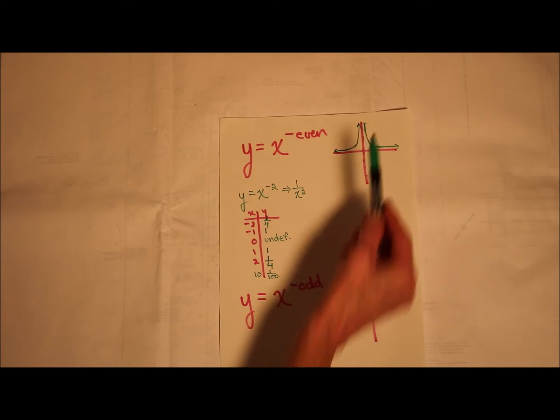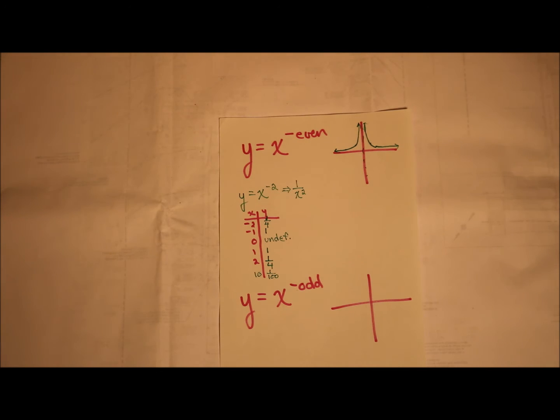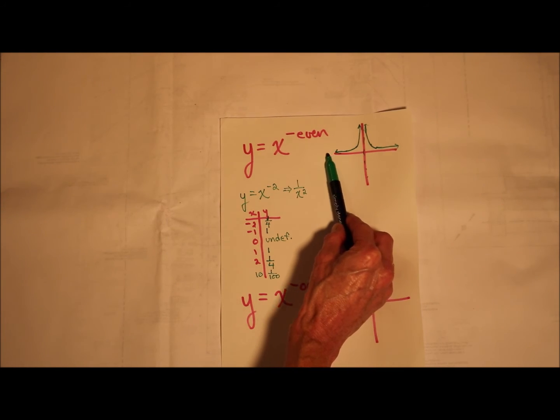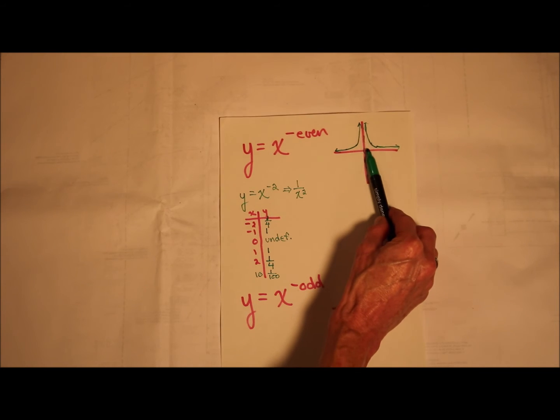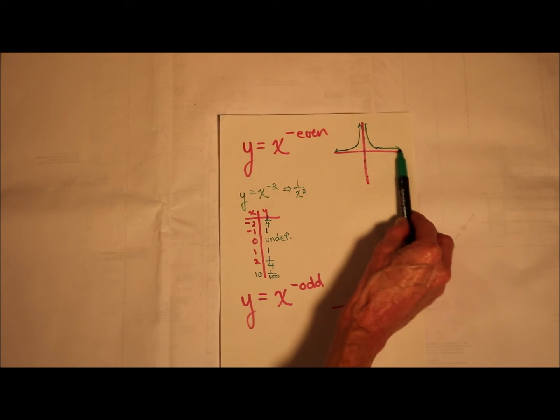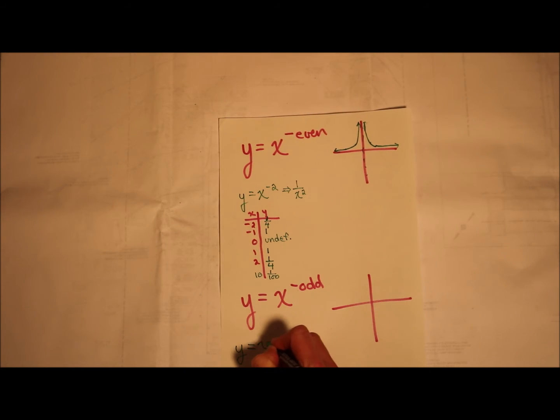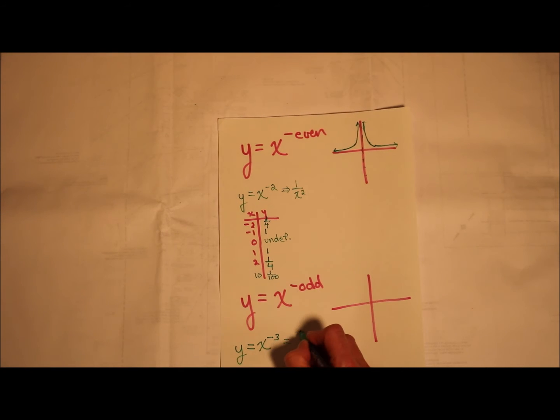Concave up, just to review concavity. As x is approaching negative infinity, my y is approaching 0. As x is approaching positive infinity, my y is approaching 0. And you can kind of see that in our chart. All right, let's do an odd negative, right? And again, let's rewrite it like this.